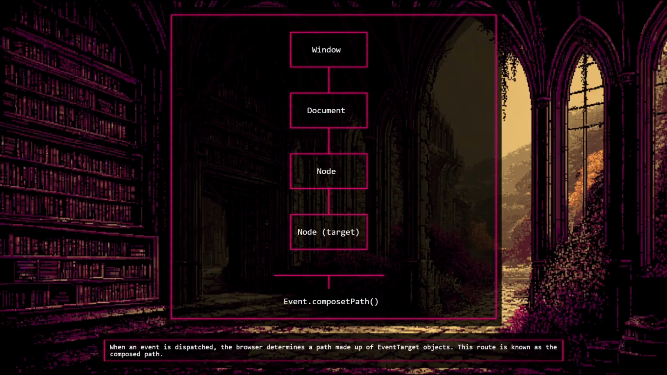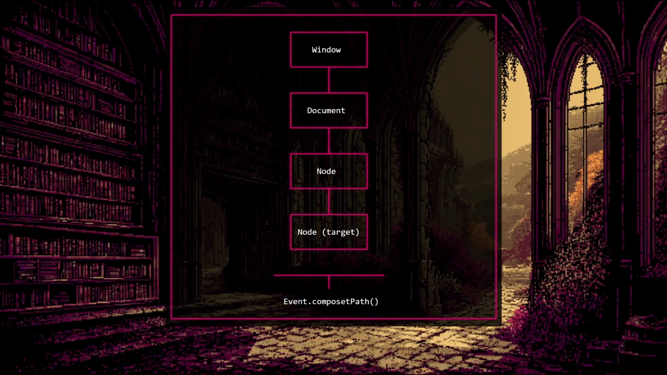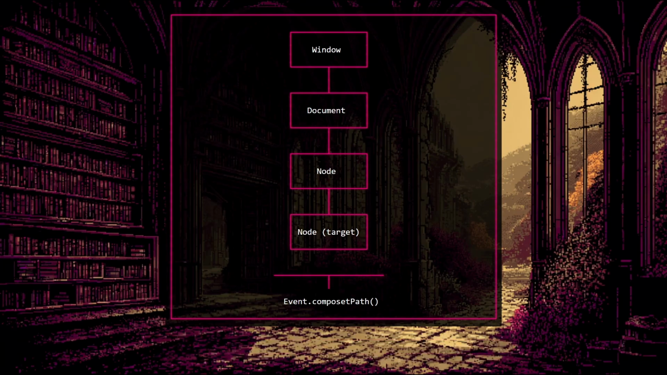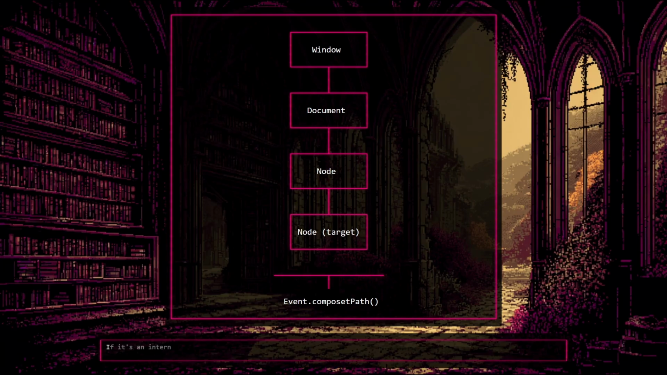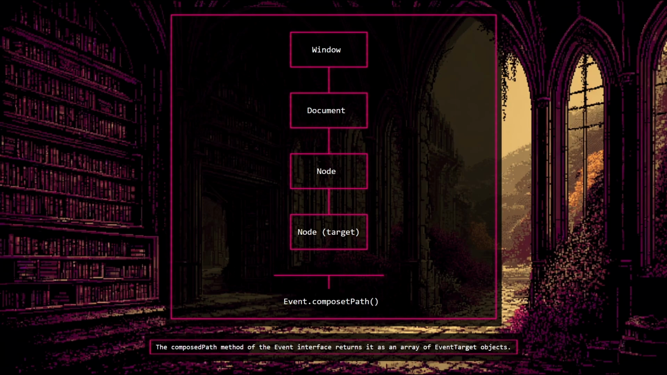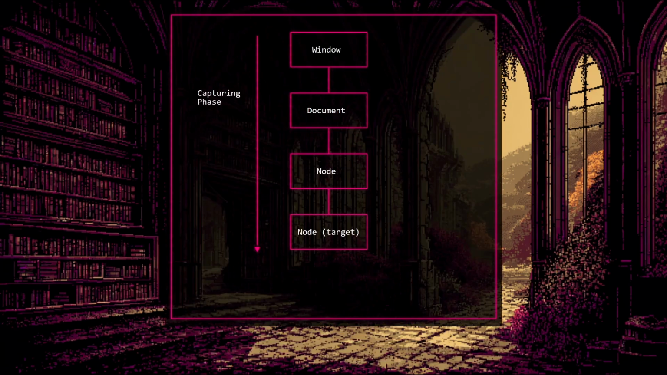When an event is dispatched, the browser determines a path made up of event target objects. This route is known as the composed path. This path usually includes window as the topmost ancestor and ends at the target itself. If it's an internal event, for example one that occurs inside a shadow root with a composed property set to false, the path is limited to that specific composed tree. The composedPath method of the event interface returns it as an array of event target objects.